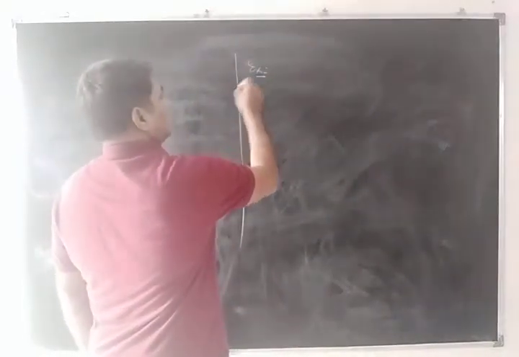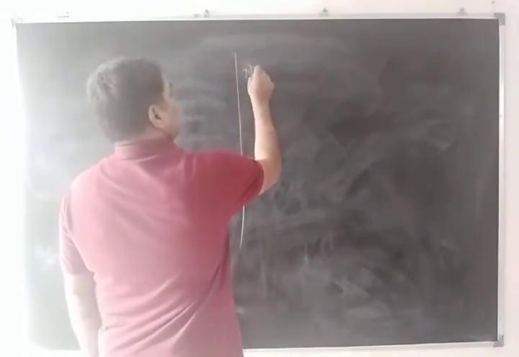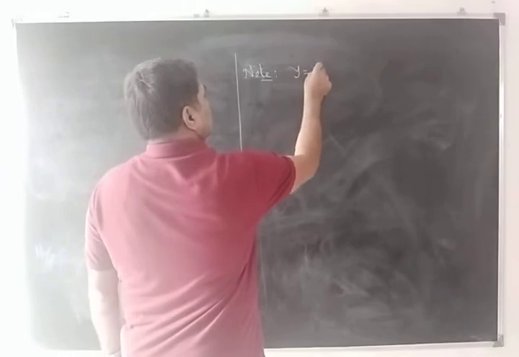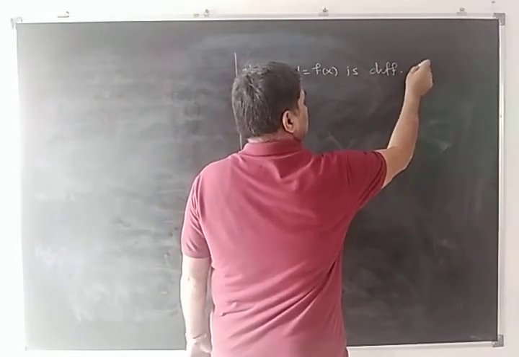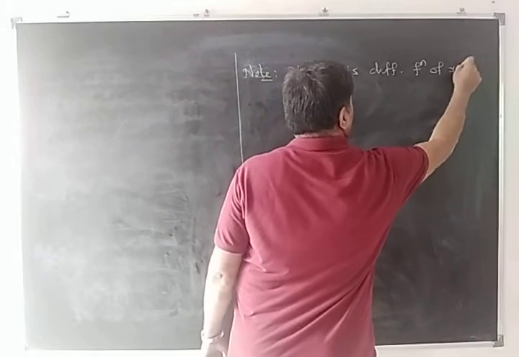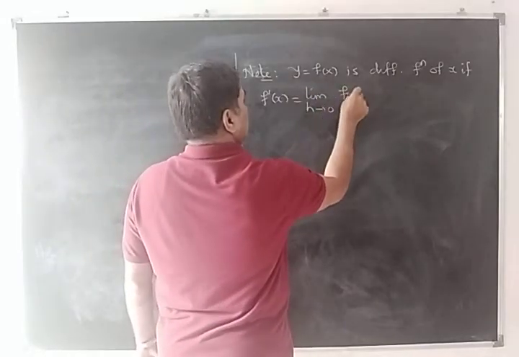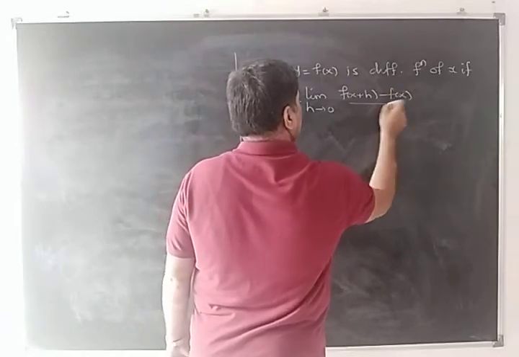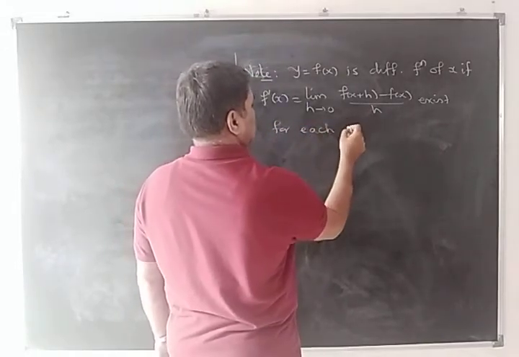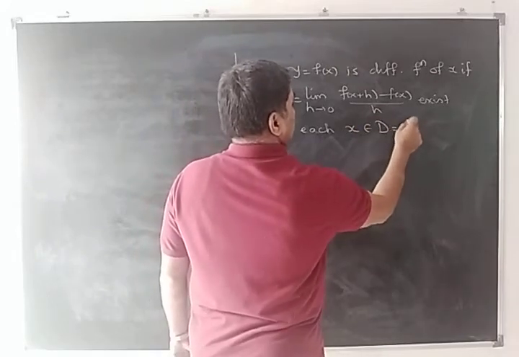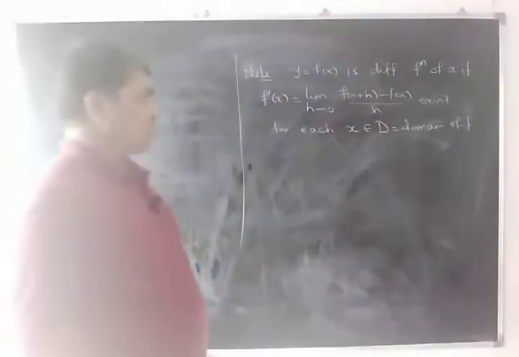So take an example, or note, y equal to f of x is a differentiable function of x if f dash x is equal to limit h tends to 0 of f of x plus h minus f of x upon h exists for each x belongs to the domain of f. That is your f dash x.